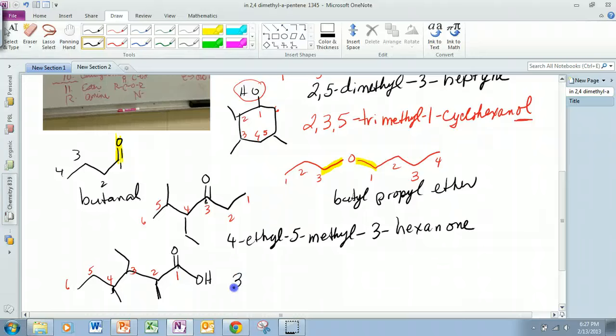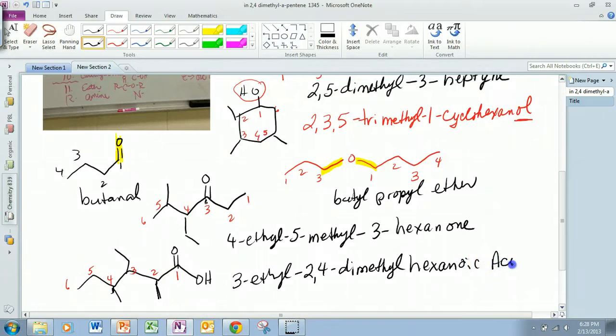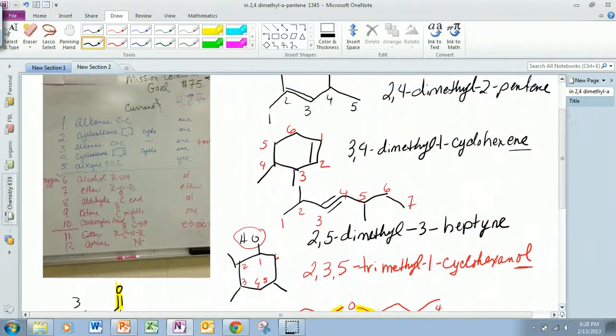And so it's going to be 3-ethyl-2,4-dimethyl. And then my longest chain is 6, hexane, and I change the final E to OIC and then add the word acid. Okay, so that goes through all of the groups that you have to be able to name, 1 through 10.